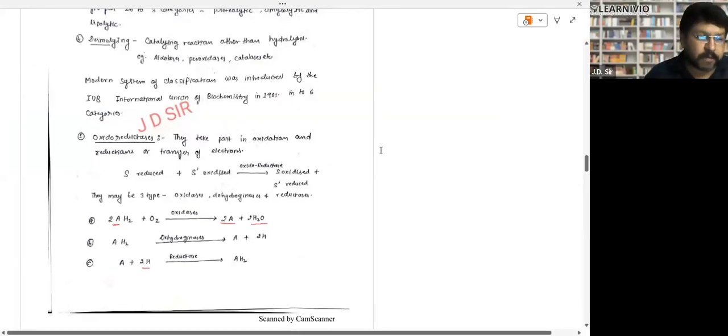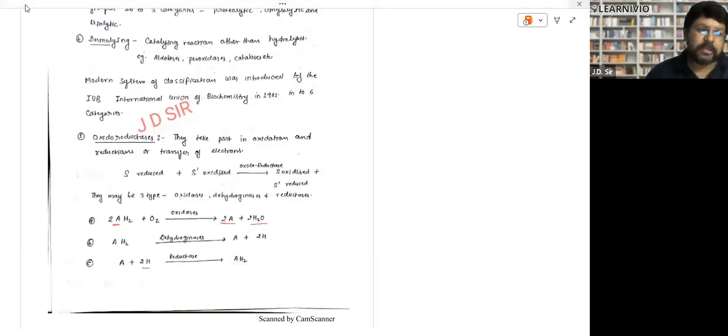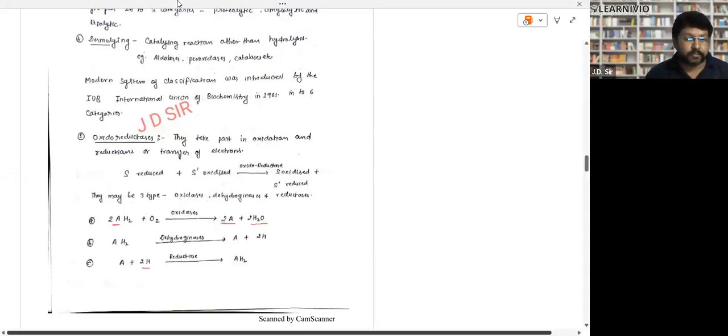Look, I have told you that there are 6 categories of enzyme, right? Out of them, the first category is oxidoreductase. So oxidoreductases means it will either oxidize or reduce, right? So what is oxidation? Oxidation is addition of oxygen or removal of hydrogen, right? That is called oxidation. So you can understand here what will happen in oxidoreductases.